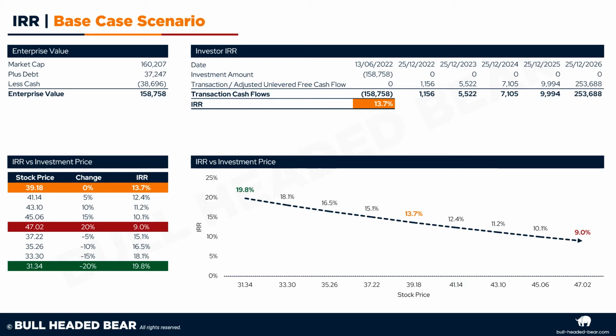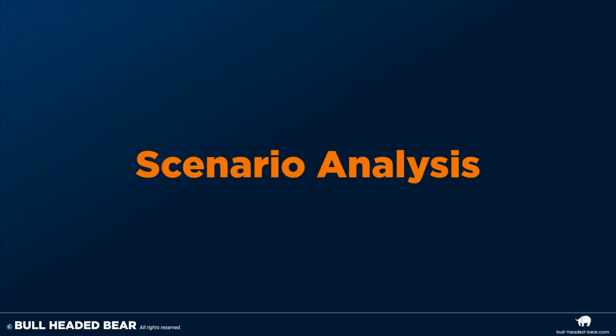Now at the bottom here, what I've done is some scenario analysis, so we can see here that looking at the current stock price, which is just over $39, we've got the IRR of 13.7%. If the stock price was to increase 20%, then the IRR would reduce to 9%. If the stock price reduced 20% to just over $31, then the IRR would work out at 19.8%. There I've just taken you through the base case scenario.